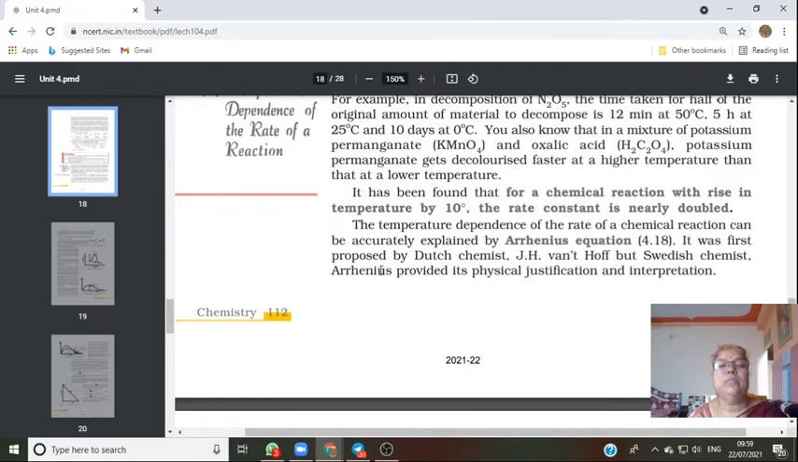The temperature dependence of the rate of chemical reaction can be accurately explained with the Arrhenius equation, and it was first proposed by Dutch chemist J.H. van 't Hoff, but Swedish chemist Arrhenius provided its physical justification and interpretation. The rate of reaction depends on temperature. It was first explained by the scientist van 't Hoff, and it was physically proved by the scientist Arrhenius.